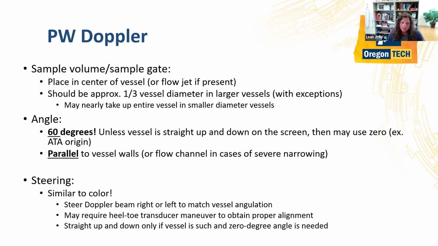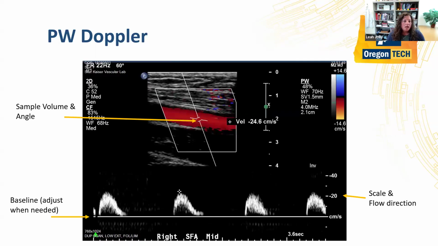Anterior tibial artery origin in the leg can be straight up and down sometimes, but for the most part, we can get 60 degrees in most vessels. So here's our sample volume or sample gate, this little equal sign right there. And then our angle is actually the angle of inclination in which this Doppler beam is encountering the vessel. So this little line right here matters, and that needs to be parallel to the vessel wall.